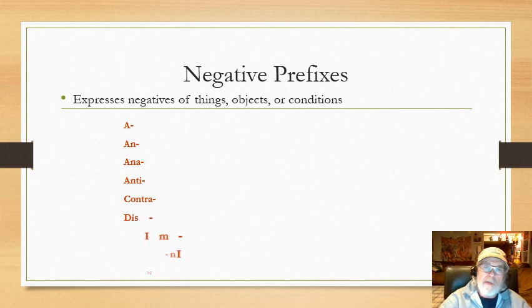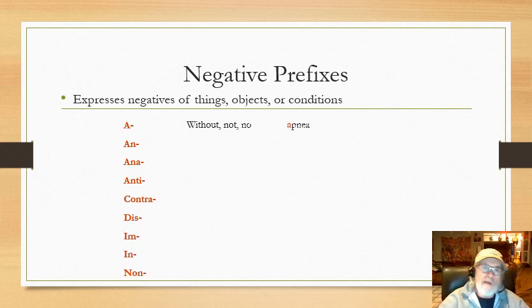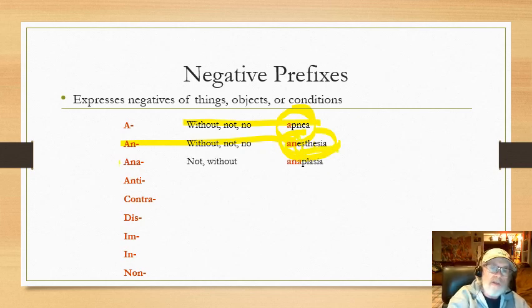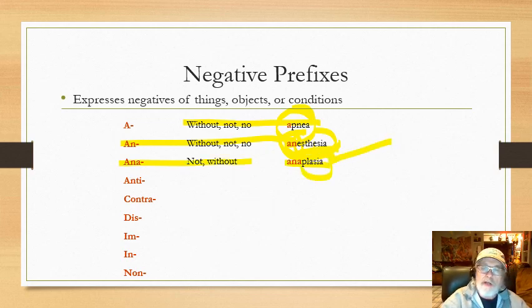Okay, we have some negative prefixes. Okay, negative prefixes. A means not, no, as in apnea. We had that one before, means without breathing. Okay, so A and AN also mean without. Anesthesia, without sensation. Esthesia means sensation or sensory perception. Anesthesia, that means without sensation. An also means not or without. Anaplasia. Anaplasia, plasia means formation. Anaplasia means without formation.